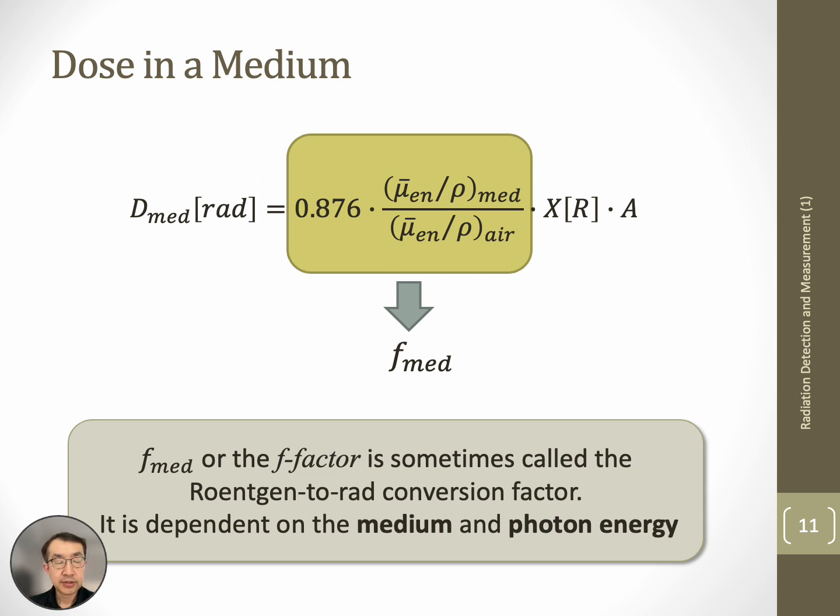The energy fluence ratio you can treat as a constant in certain situations. And so your textbook defined this as f med. So all this is f med. On your left is the dose in the medium, and on your right is exposure, which is something you can measure using an air-filled ion chamber. So f medium is a function of the medium and the photon energy.